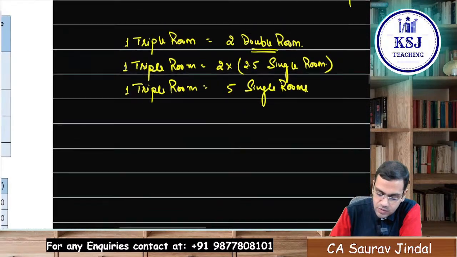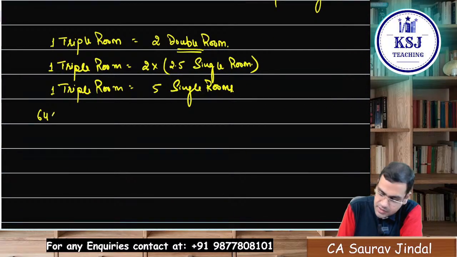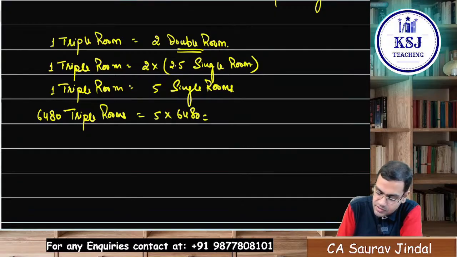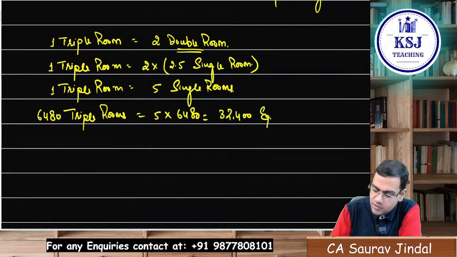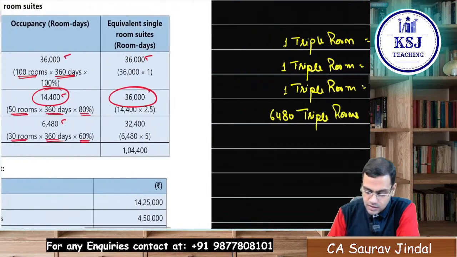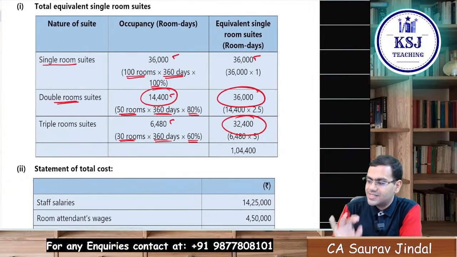Obviously we won't be able to convert it otherwise. Then 6480 triple rooms will be equal to how many single rooms? That is 5 into 6480, that is 32,400 equivalent single rooms. Now please let me know if it is clear. So that is what is there, 32,400 equivalent single rooms.